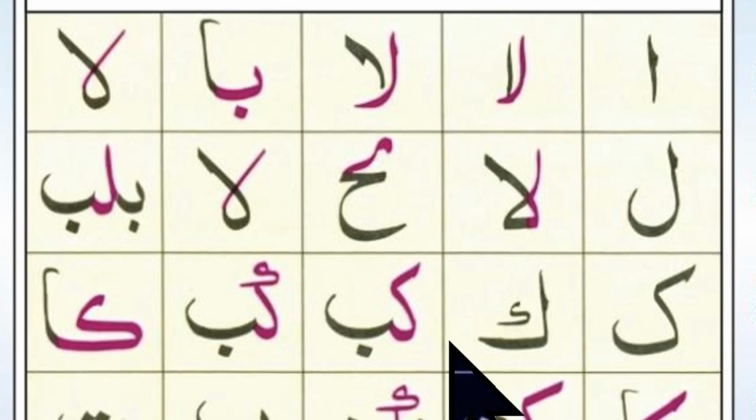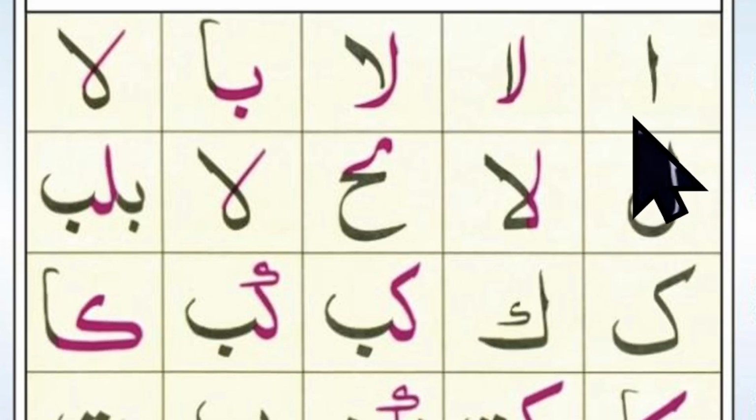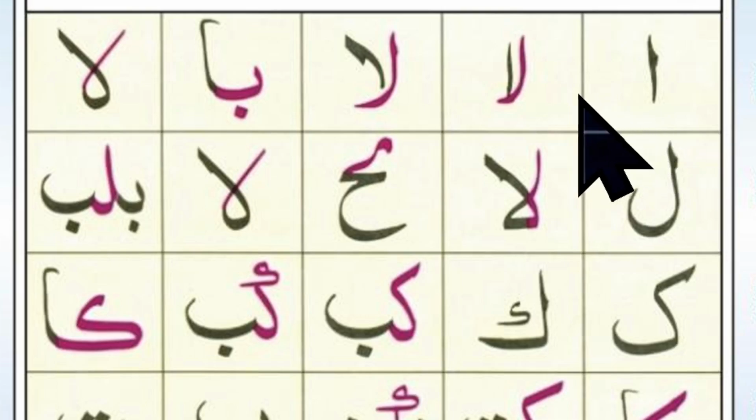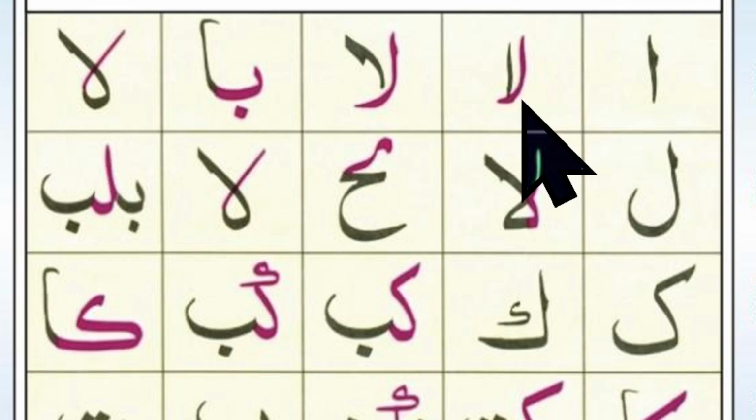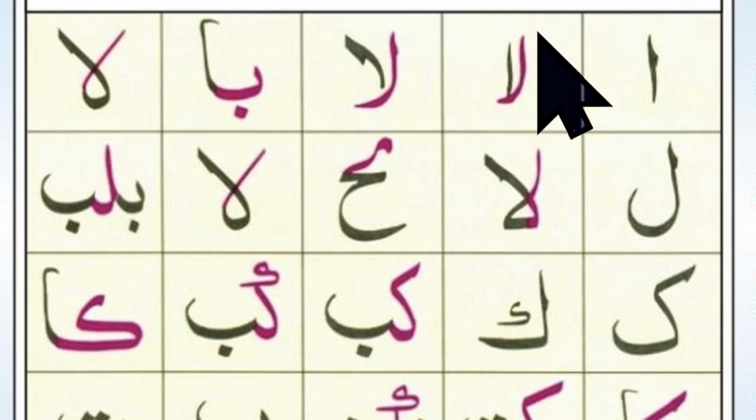Here we will start from the first letter, which is alif, as we read before. Alif looks like a straight line. The next one is lam alif. Lam alif. So lam and alif.